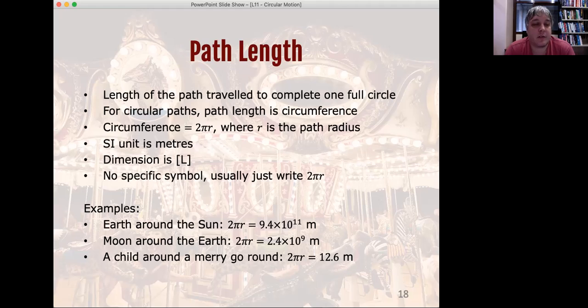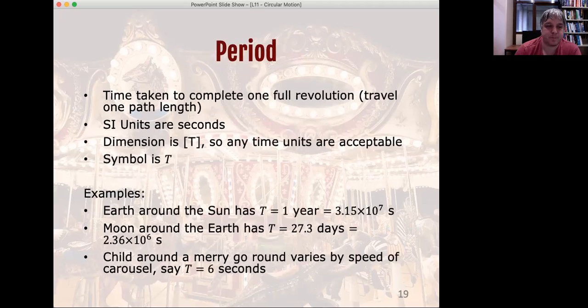The examples there are the same three, as I said. We've got Earth around the Sun. Its path distance is 9.4 times 10 to the 11 meters. The Moon around the Earth is 2.4 times 10 to the 9 meters. And that child on the 2-meter radius merry-go-round will have a path length of 12.6 meters. Do feel free to verify those. I may well have not got them correct, but do have a go at checking those yourself. It's a simple calculation, 2 pi r, but it is a good chance to check your unit conversions because the previous values were in kilometers for the Sun and Earth orbits.